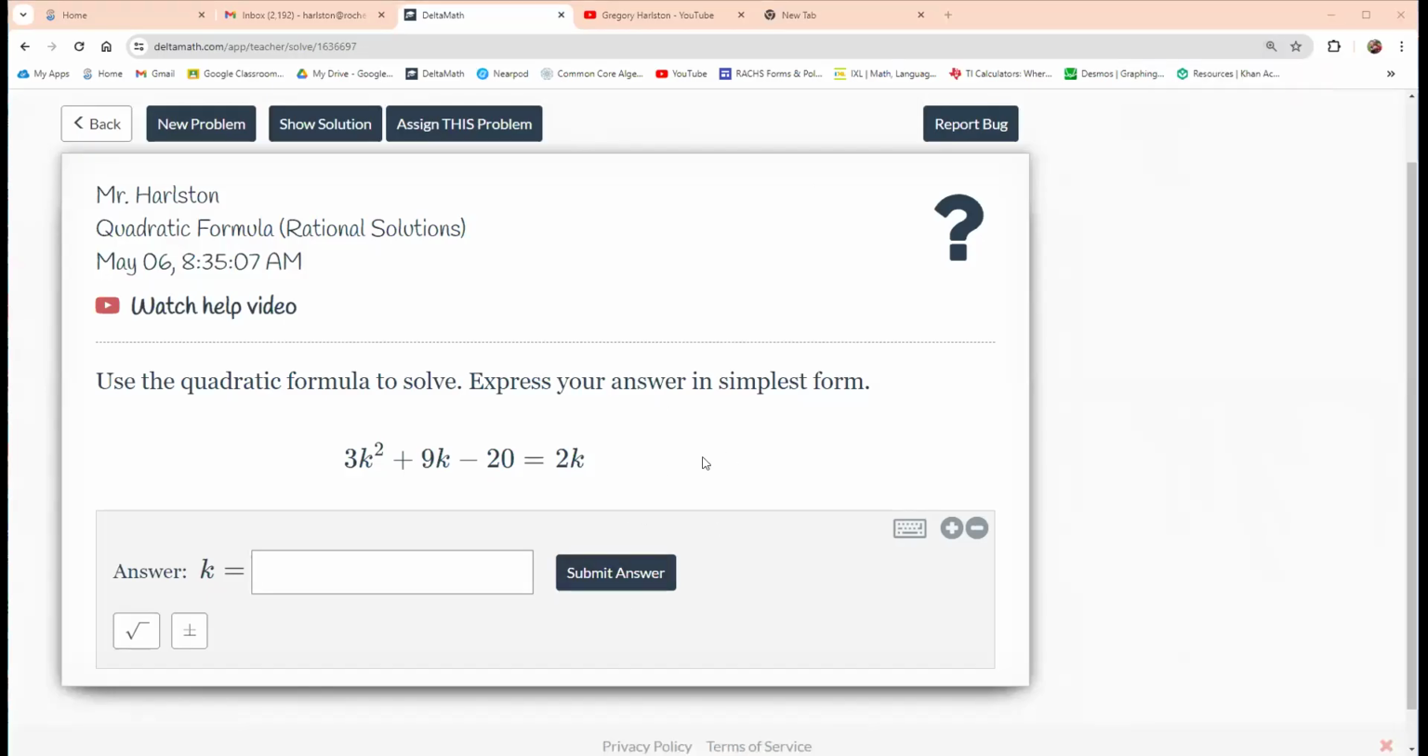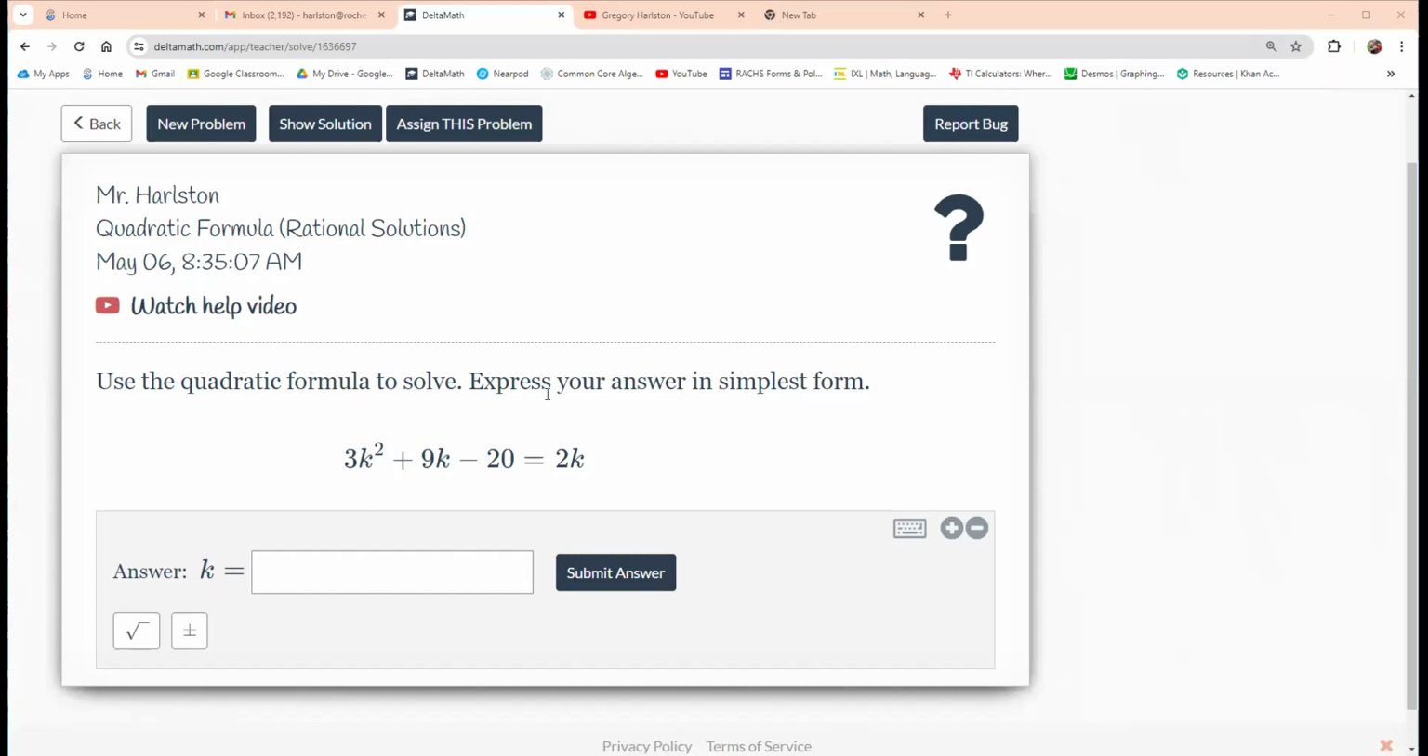I want to do a couple of examples of some problems from the Delta Math assignment. First thing that you should see here is this one is telling you that it's going to have rational solutions, but even if it doesn't, we're going to use the quadratic formula and we're going to solve for k. It doesn't matter what this variable is. This could be x, it could be k, it doesn't matter. All we want is the coefficients.